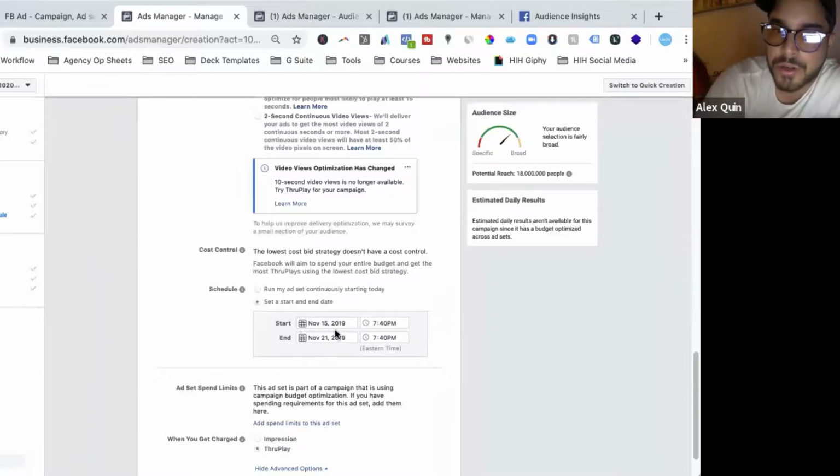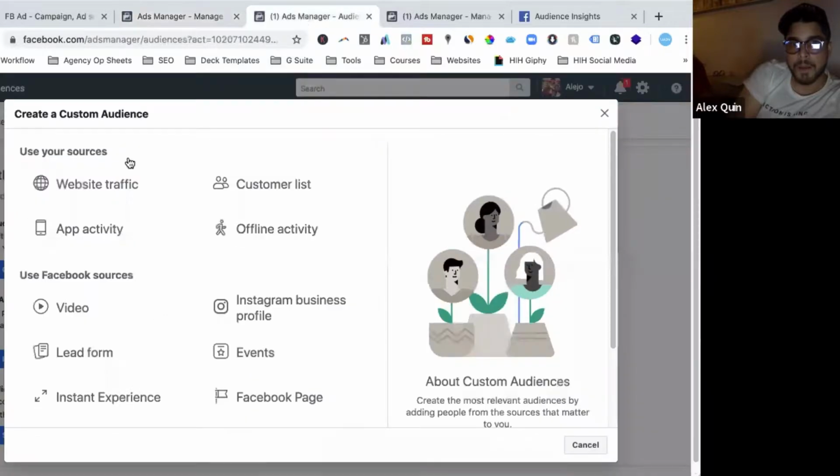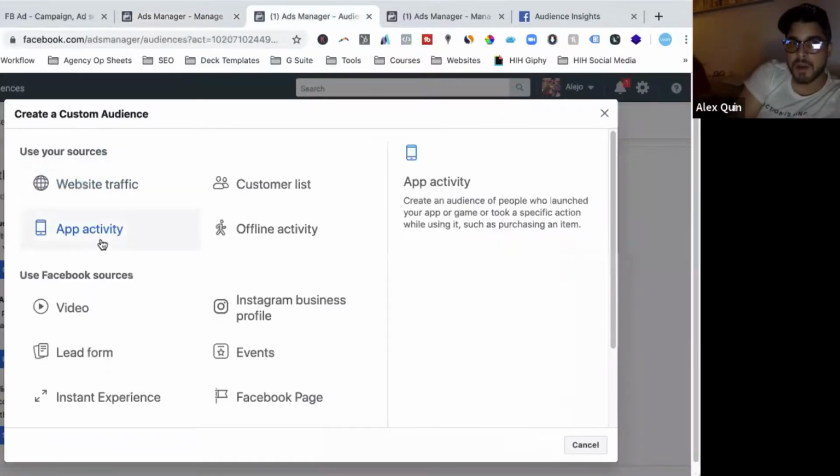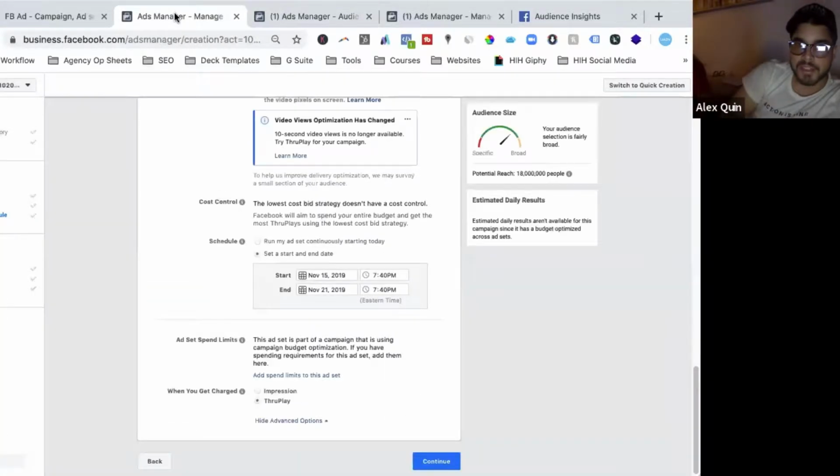You put your schedule, obviously, and then you want to get charged not per impression but per ThruPlay, right? Because what you're doing is bringing people into a funnel and putting them in a bucket, and everybody that falls in that bucket has seen a portion of that video, which shows interest. The second they see that portion of the video, you go into the Facebook audiences, which I'm going to show you here. When you create a custom audience, you create it based off of video: people that viewed that video, that got put inside the bucket I'm telling you about right now. So you get charged for ThruPlay.